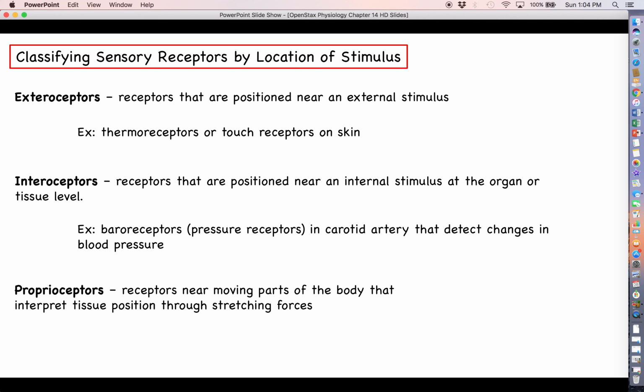Proprioceptors are going to be receptors that are near moving body parts. They're going to be in the neighborhood of joints and places like that. A perfect example of this was the Golgi tendon organ in the patellar tendon reflex. It measured the amount of stretch being placed on the patellar tendon, basically allowing you to know which muscle groups to be activating depending on the amount of stretch in the knee that you feel.